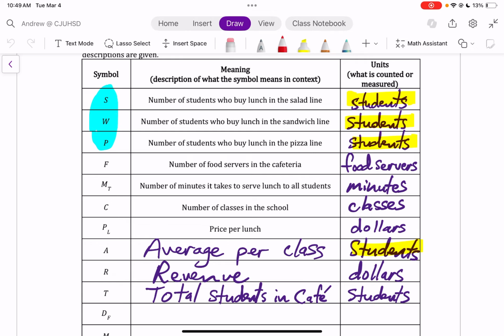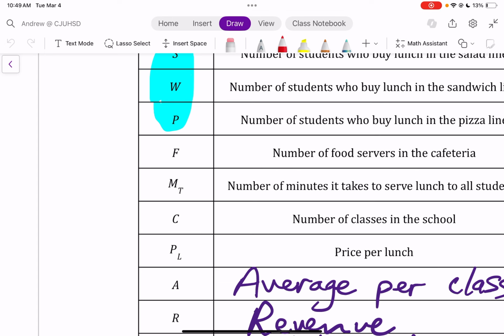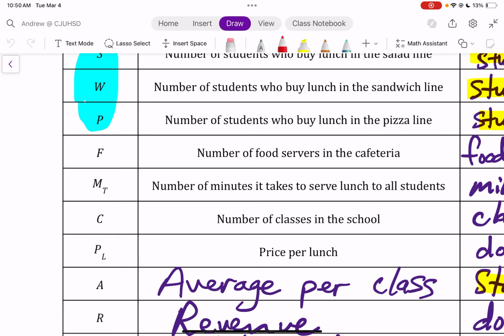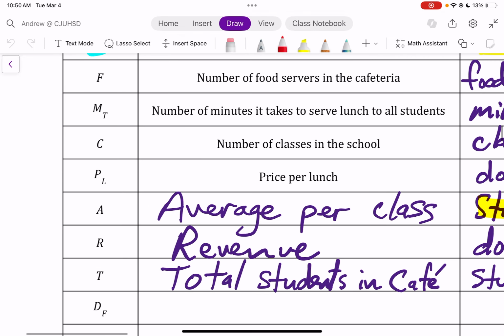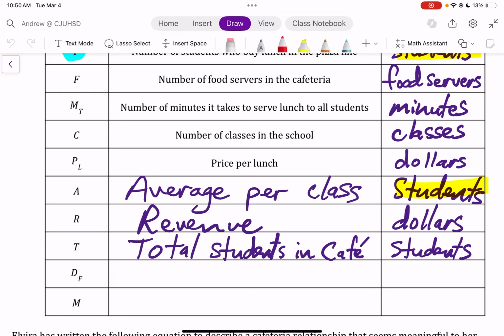Here's our first exposure to what we call a subscript. It's a little letter that we put with the main letter, and it just helps to explain what it means. So M is for minutes, but which kind of minutes? Well, the T is suggesting it's for total minutes to serve all the students. And then a little bit farther down, you have P sub L, P for price, L for lunch. So it helps to give you some more information about the variable when you have one of those subscripts. And you can see we measured things in terms of minutes or classes or students or whatever.